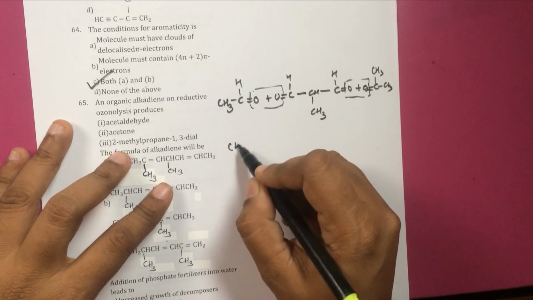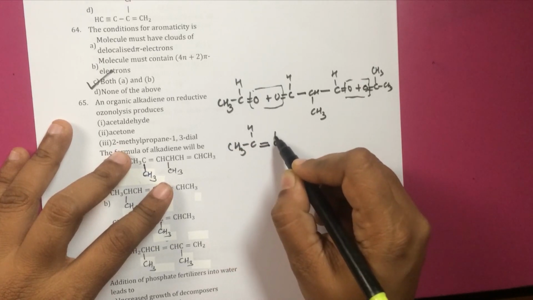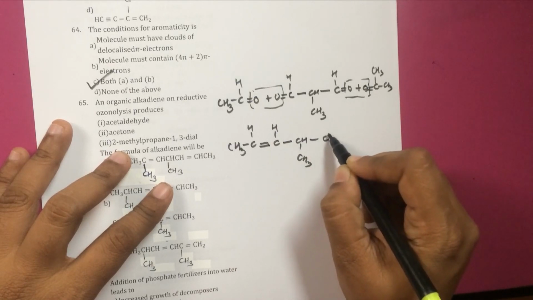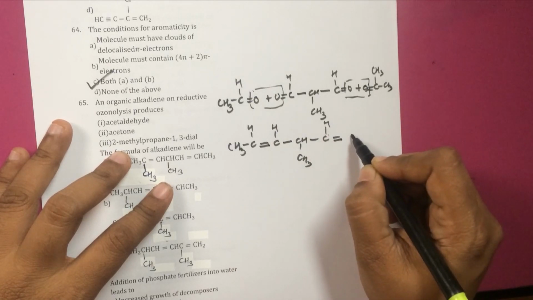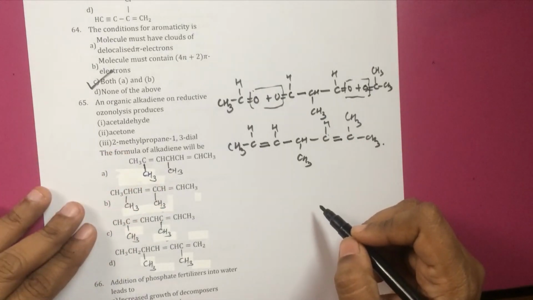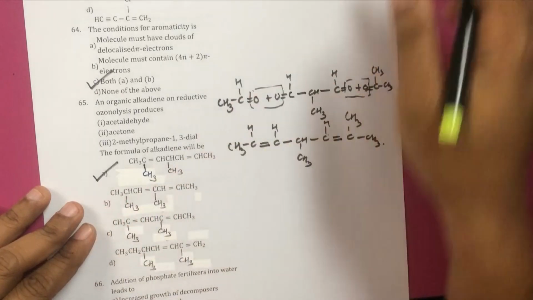If we combine them, CH3CH double bond, CH3 CH double bond, CH3 CH3. So if you see, this kind of compound is present as option E.